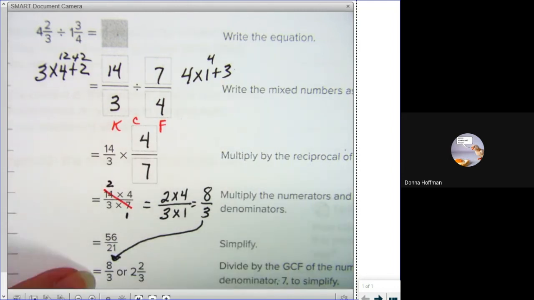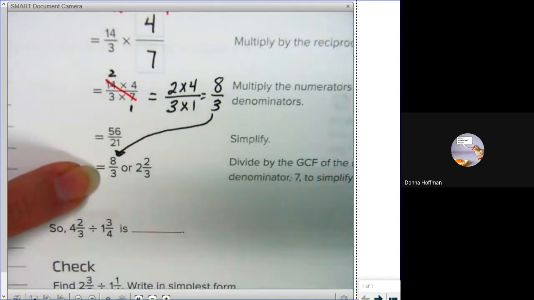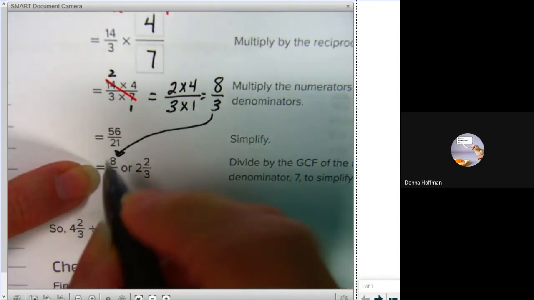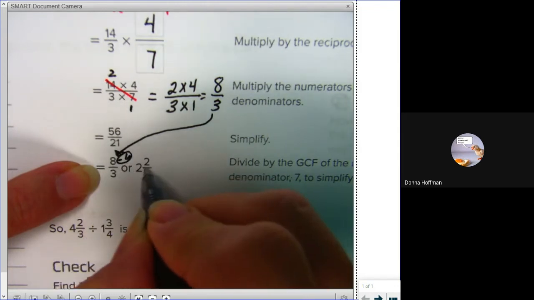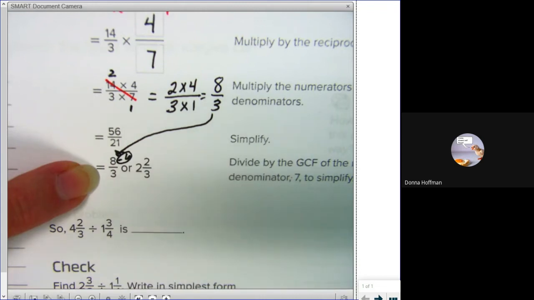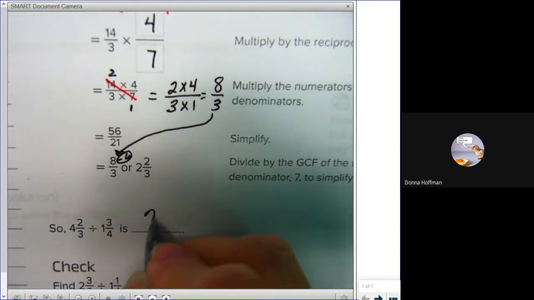Okay. And then if you have 8 pieces and it takes 3 pieces to make a whole, I can get out 2 of those. So 2 times 3 is going to be that 6. And then 8 minus 6 gives me 2 pieces left over. So I'm able to make 2 wholes with 2 pieces left over when it takes 3 pieces to make a whole. So 4 2/3 divided by 1 3/4 ends up being 2 2/3.